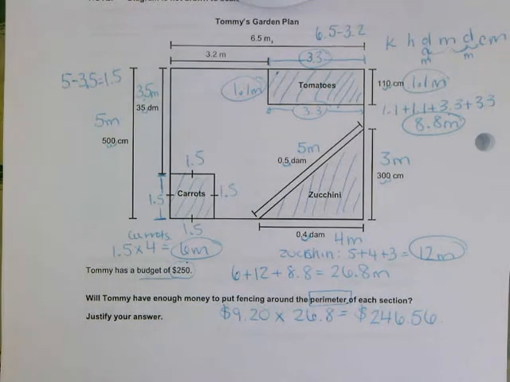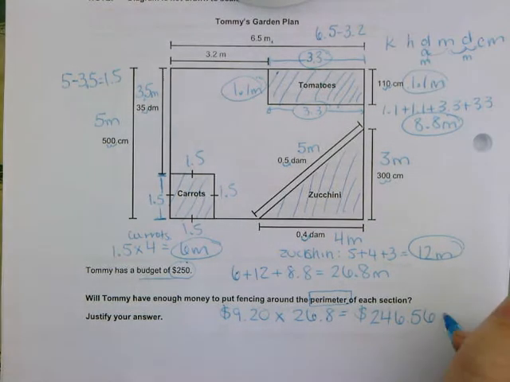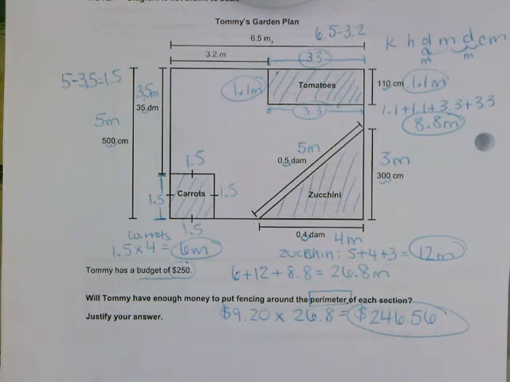He has a budget of $250. The last thing that I did is I went back and reread the question to make sure it didn't say anything about adding tax anywhere, and it didn't. So then that means that this is the total cost. And when it says justify your answer, you would just say, yes, he has enough money because the total cost came out to $246.56, and that is within his budget. So yes.